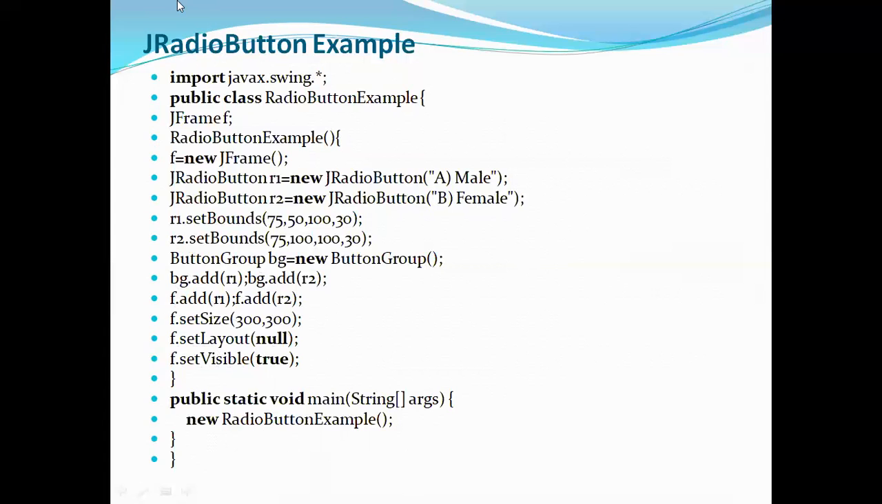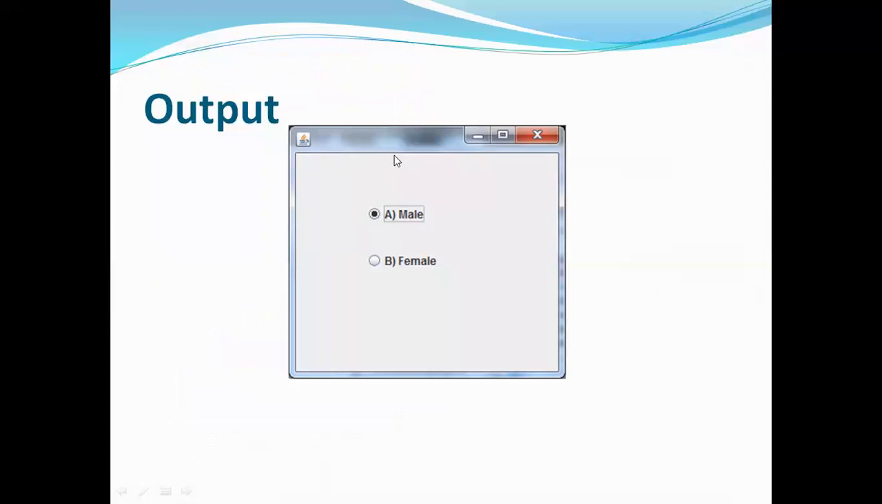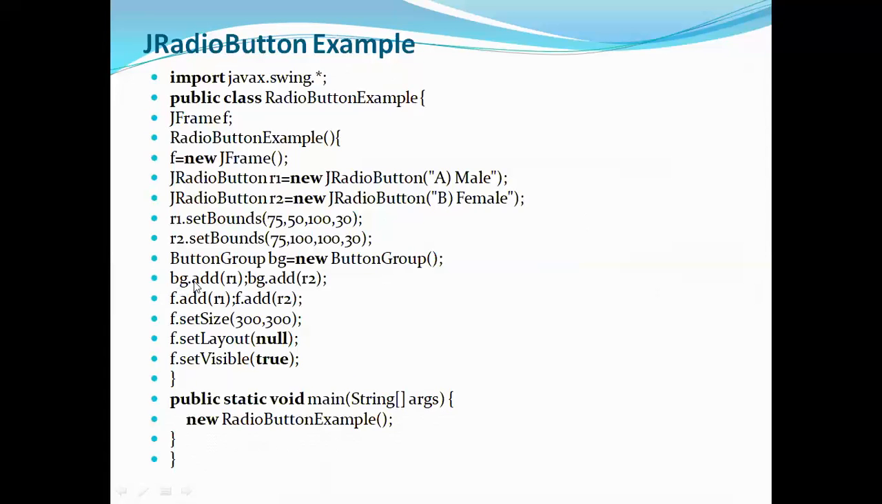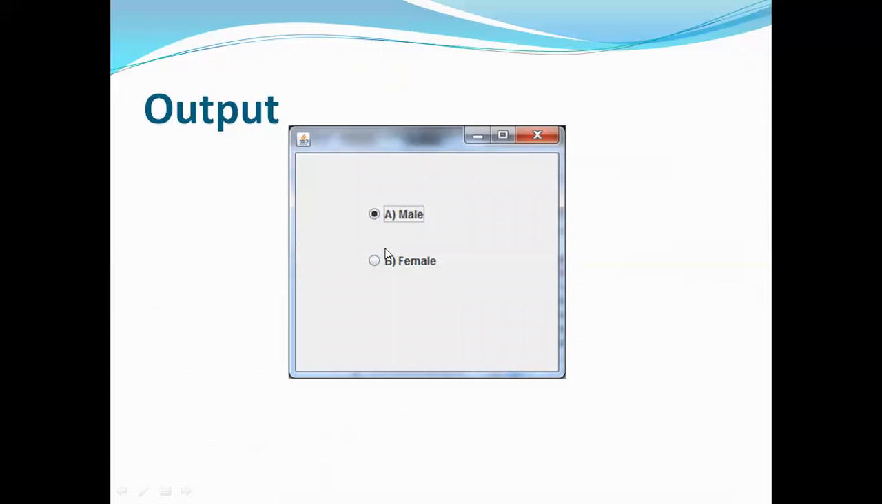So this is the program which shows you the radio buttons like this one, and as you have included them in the ButtonGroup class, you will be able to select any one of these two. Otherwise, if you do not write that statement, then you can select both. So this is the advantage of the radio button.